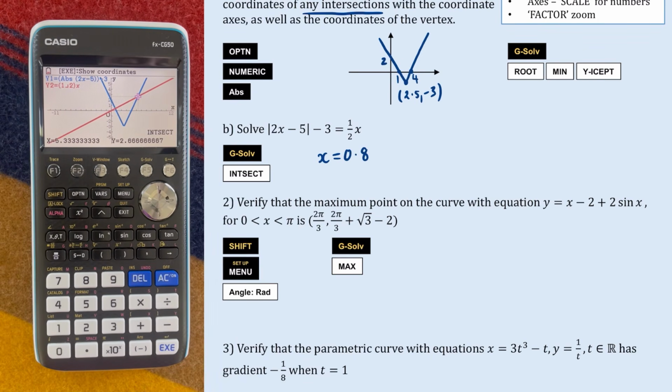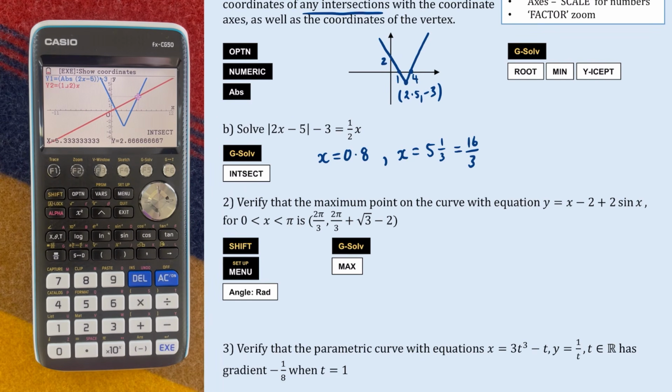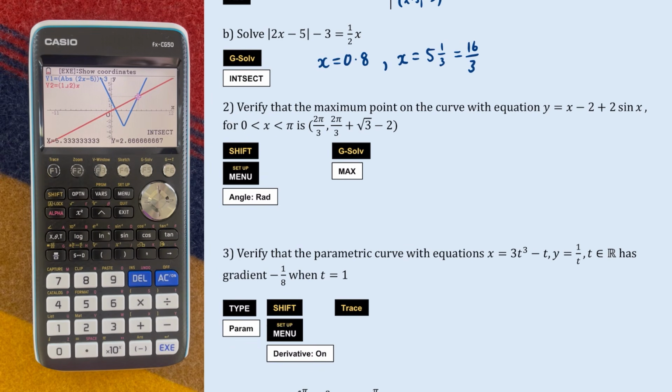If you just scroll across, we get another solution, which is that x is equal to 5.3 recurring, which is 5 1/3 or 16 over 3. Now, it's probably worth saying that I wouldn't do this to solve the equation, but I would use it to verify what I've done just to make sure that it made sense. Which brings us on to how we can use the graph to do other kinds of verification.